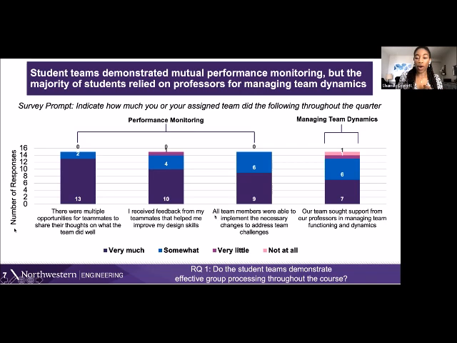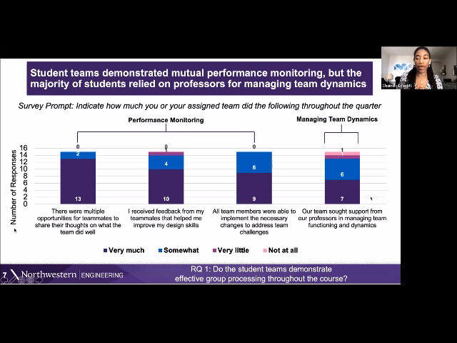And then for all team members were able to implement the necessary changes to address team challenges, we see a large group as well that say very much, and then a smaller group that says that this happened somewhat. But still, this is exciting because it means that students were giving feedback to each other, and then the students that they gave the feedback to were actually responding and addressing the team challenges in some way.